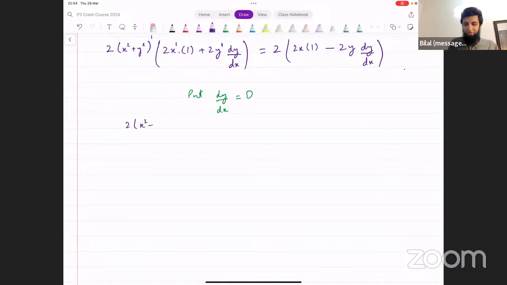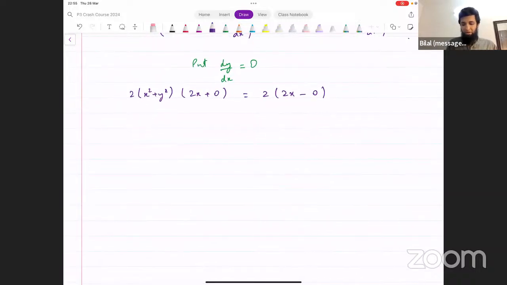2 into x squared plus y squared. And then inside, we have 2x plus 0, right? 2y into 0, that's going to become 0. On the other side, we have 2 into 2x minus 0. That's an equation that you have now. Let's simplify everything. That gives us 2 into x squared plus y squared, or you can actually multiply this 2 with this 2x. What does that give us? That gives us 4 times x into x squared plus y squared. On the other side, we have 4 times x. That's the equation that we get.